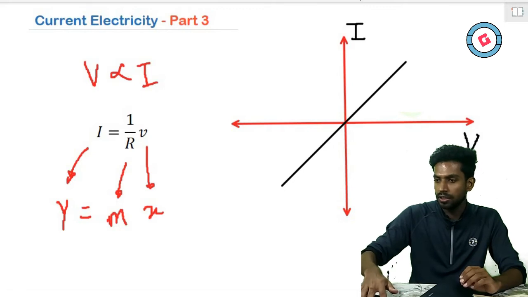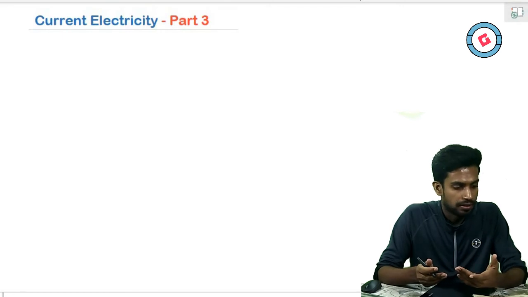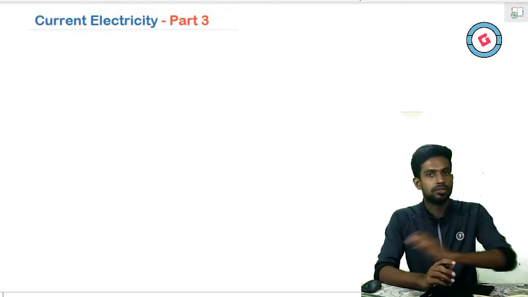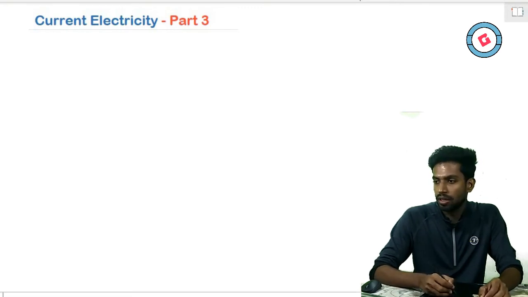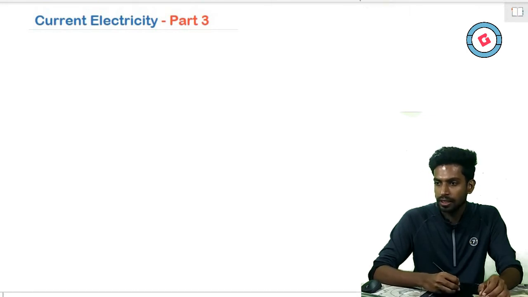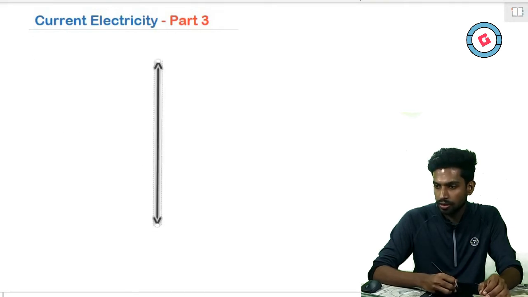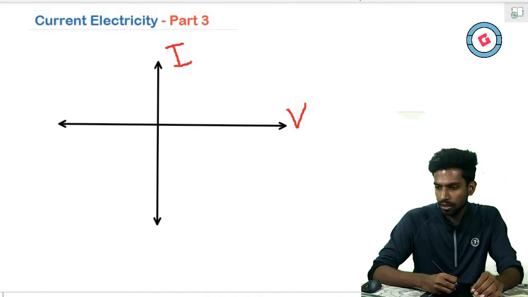Next, we are moving into non-ohmic conductors. As the name tells, they do not behave according to Ohm's law. So we analyze two such devices. First one is the incandescent bulb. For the incandescent bulb, the V versus I characteristic will look like this.